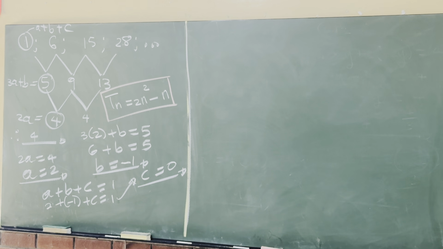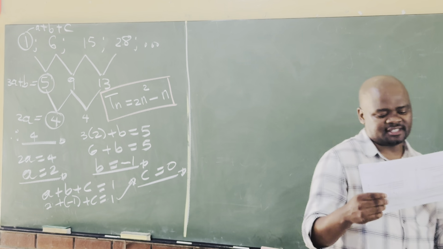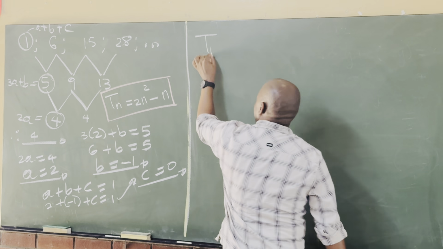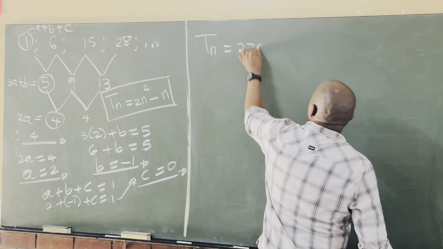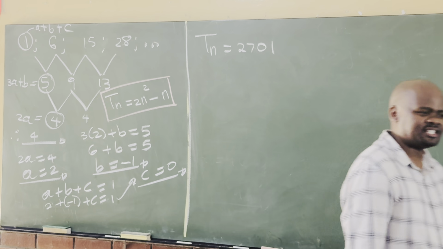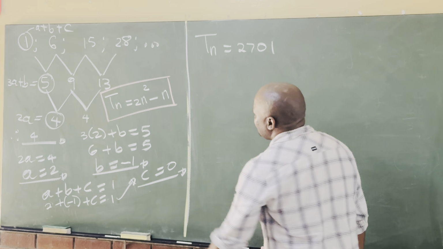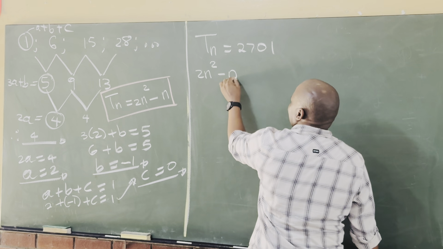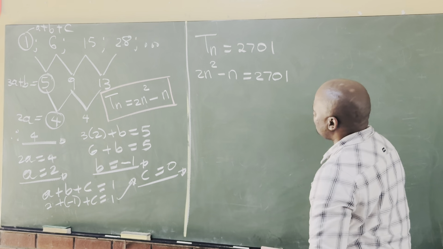Are you okay with number 2? Yes. Then number 2.1.3. Calculate which term of this sequence equals 2701. In other words, which term will be equal to 2701. This is the equation again. Instead of Tn, we are going to put 2n squared minus n is equal to 2701. And then we solve for n.